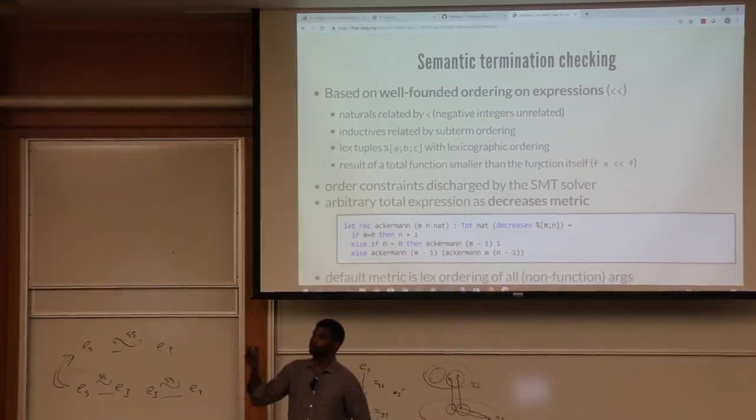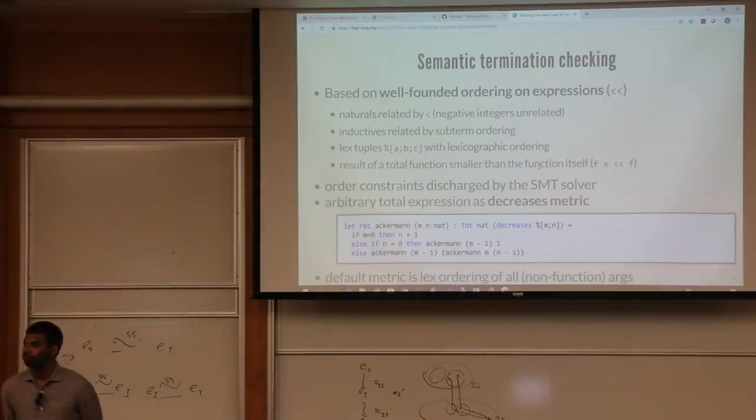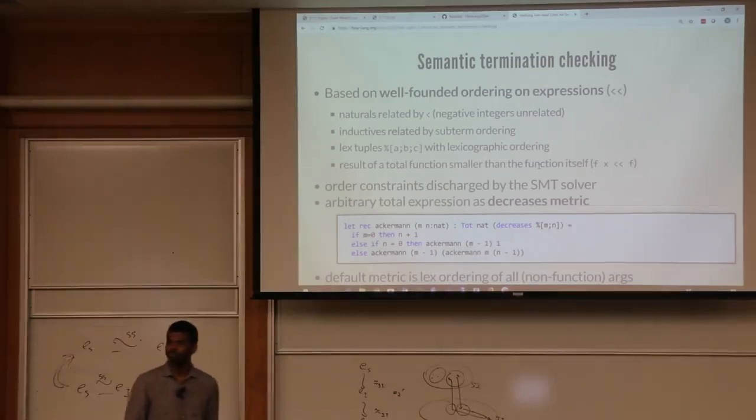Is it possible to specify more complex termination metrics? Sure. Yeah. And I might show you some of that. There'll be some examples of that over the course of the week, for sure.